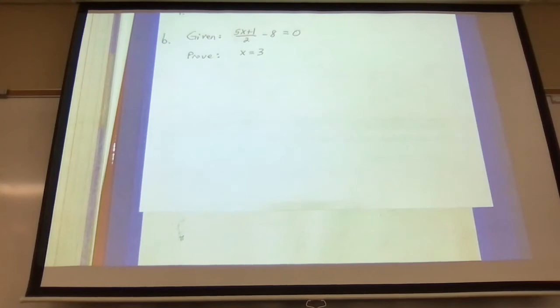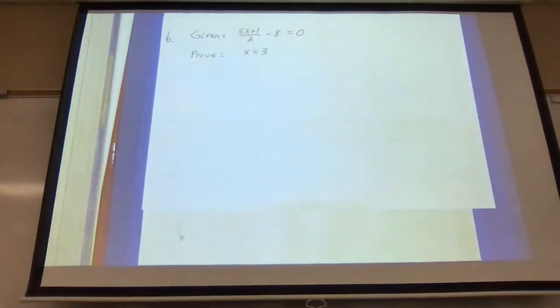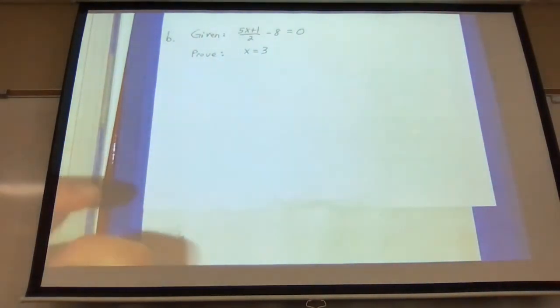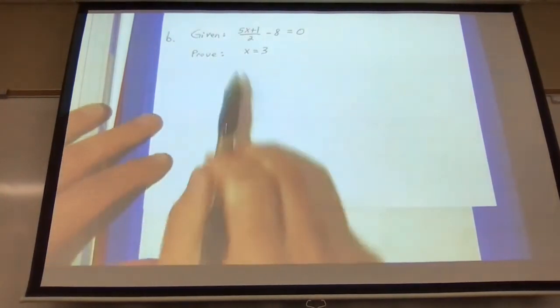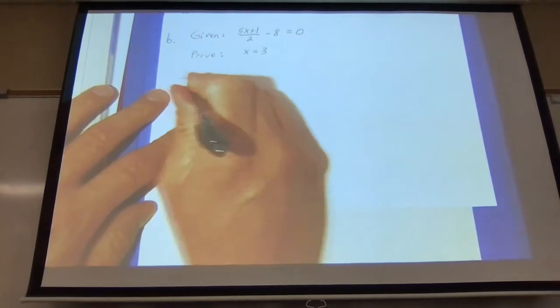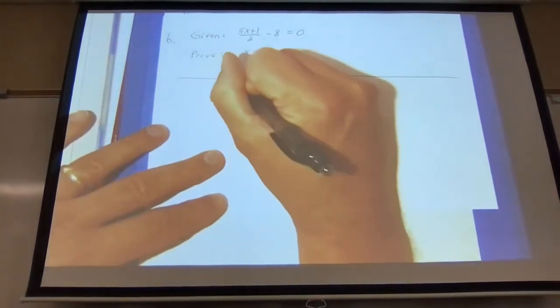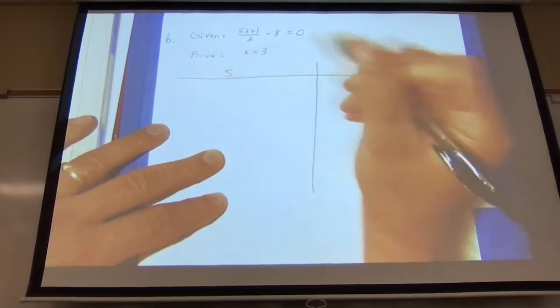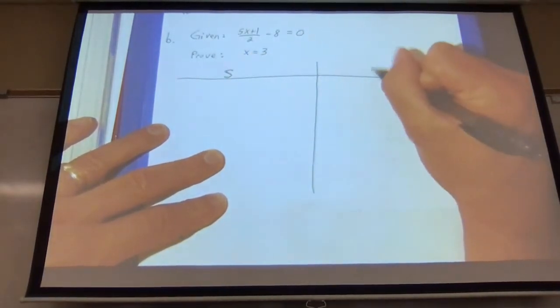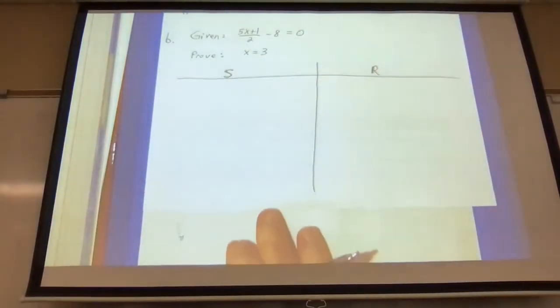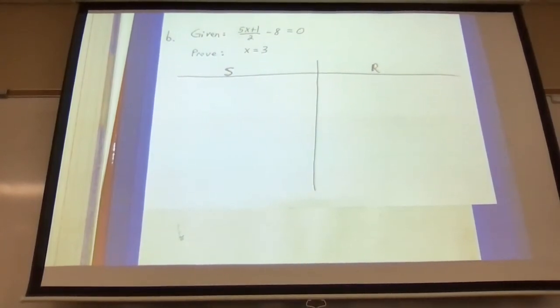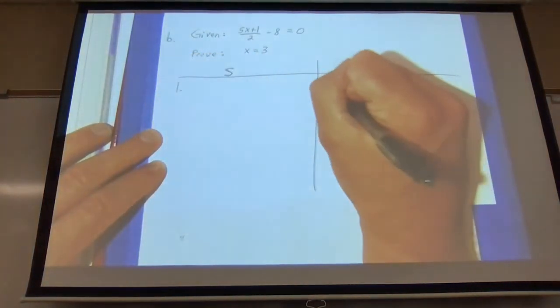Our given is 5x plus 1 over 2 minus 8 equals 0. We're going to prove that x equals 3. We're going to prove this by just going through and solving the equation. So let's set up our 2-column proof. Statements go on the left. I'm going to abbreviate that S. Reasons go on the right. I'm going to abbreviate that R.